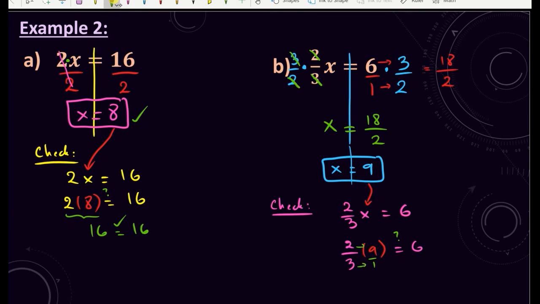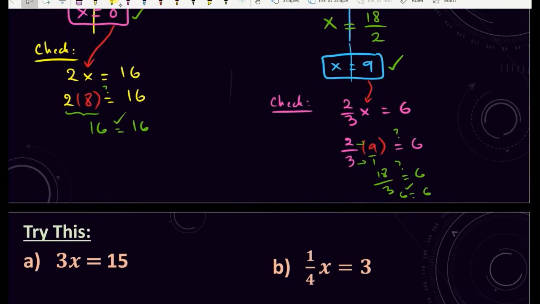Okay, so this is 9 over 1. We multiply straight across. That will be 18 over 3. And 18 divided by 3, is that equal to 6? The answer is yes. 18 divided by 3 is 6, equal to 6. That's the correct answer. So x equal to 9 is correct.